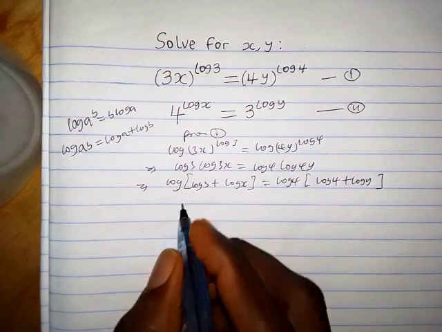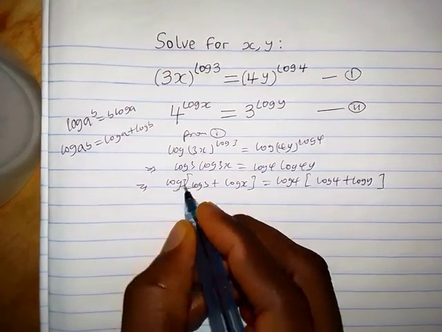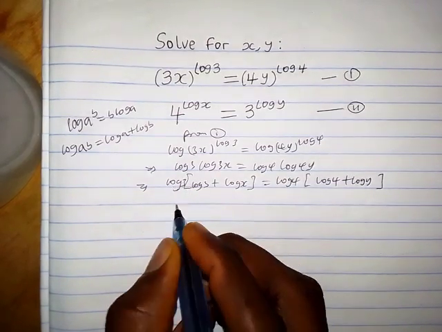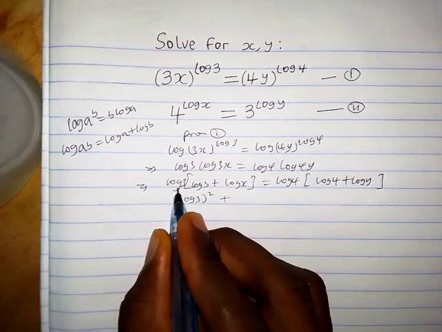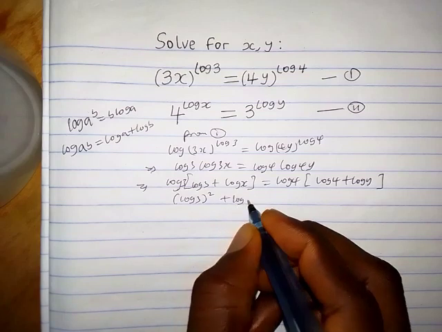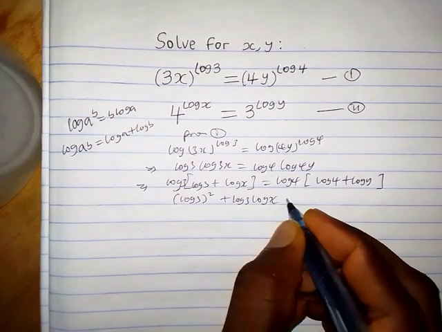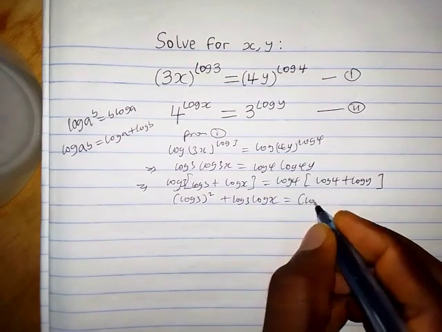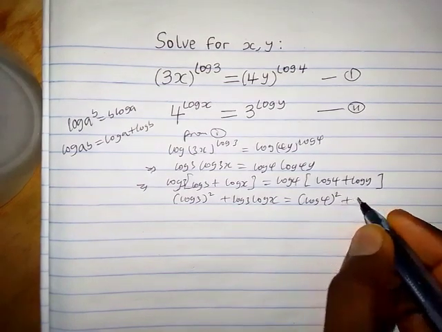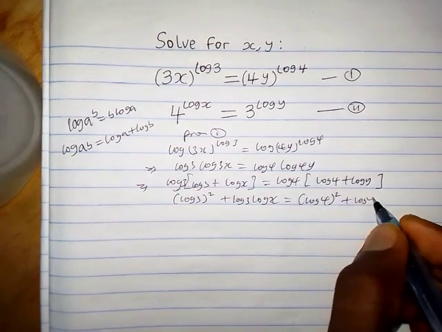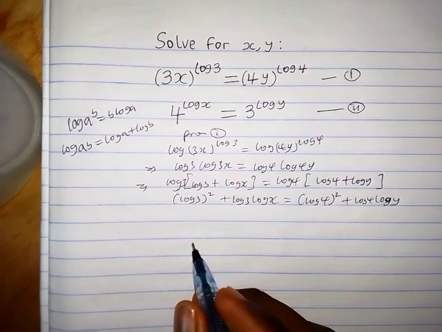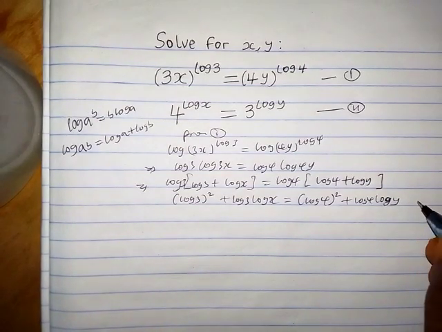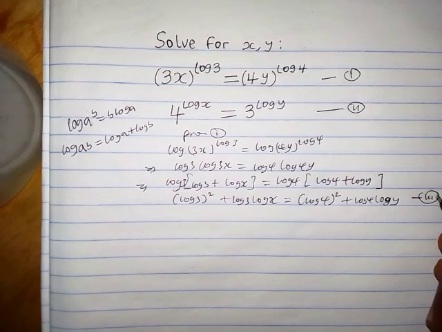So now let's open this bracket. Log 3 times log 3 gives log 3 all square, plus log 3 times log x. Log 4 times log 4 gives log 4 all square, plus log 4 times log y. So now let's call this equation 3.